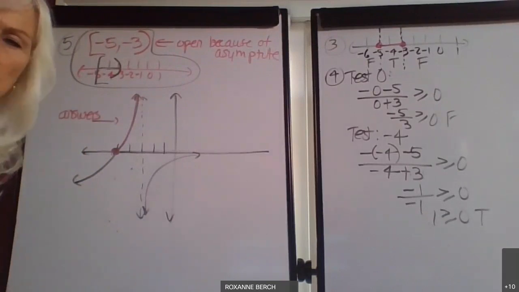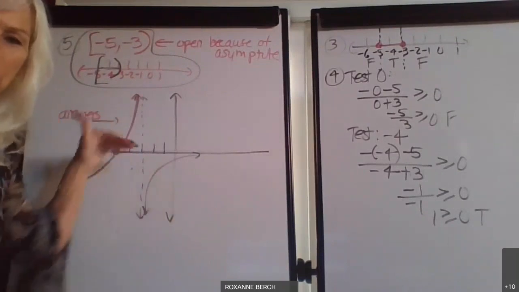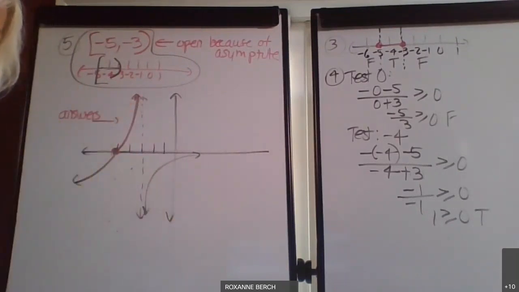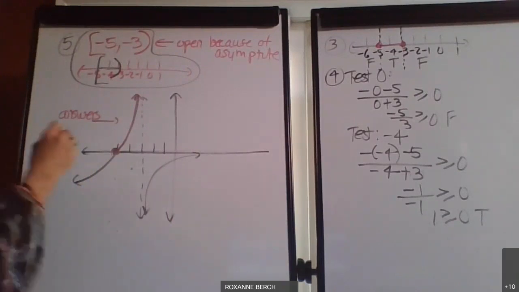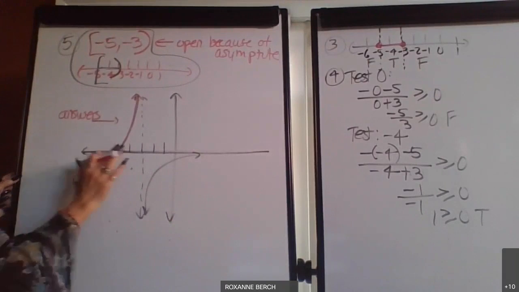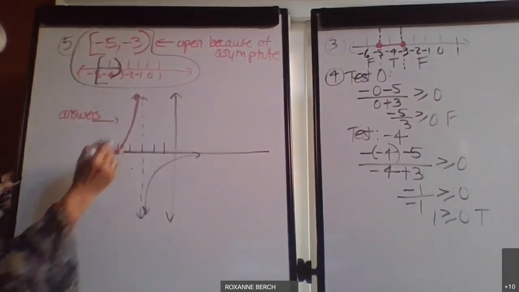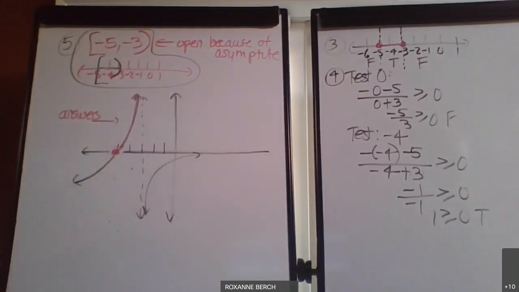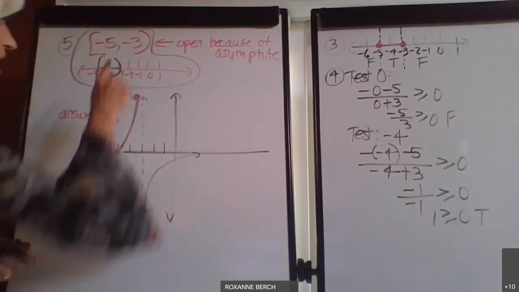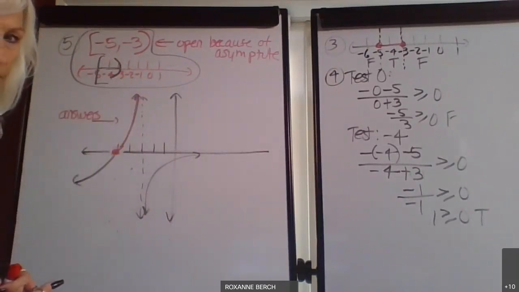So you see how the calculator wouldn't help you out? A calculator is going to draw this, but you have to know that the solutions are above when it's greater than or equal to. Now, if it had been strictly greater than, this would have been open. But because it was greater than or equal to, it's closed. But do you see why we had to open that? Because that's a vertical asymptote in the real graph.